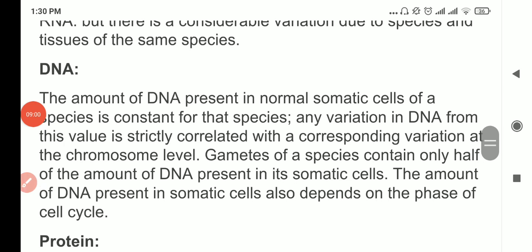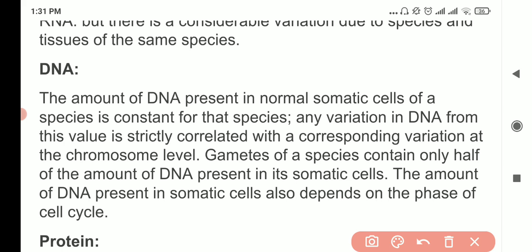The amount of DNA present in normal somatic cells of a species is constant for that species. Any variation in DNA from this value is correlated with the corresponding variation at the chromosome level. Gametes of a species contain only half of the amount of DNA present in a somatic cell. The amount of DNA present in a somatic cell also depends on the phase of the cell cycle. It's easy enough. DNA present is constant for a given species. We know that.